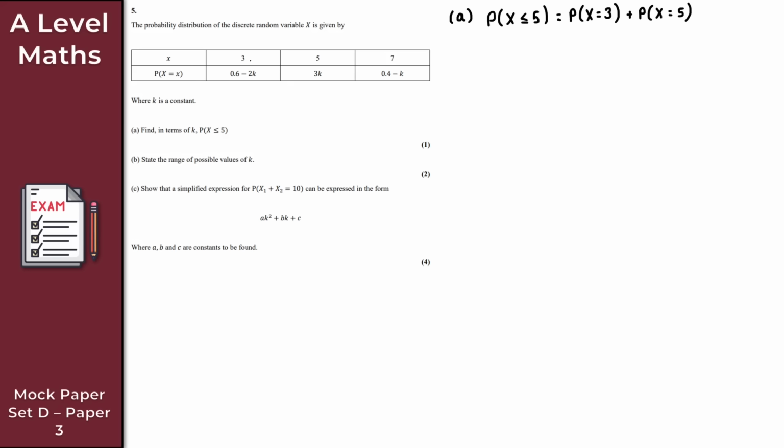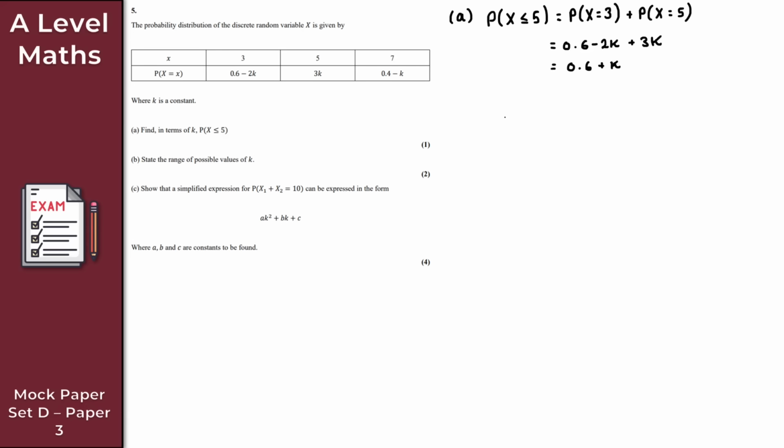Well, the probability that x is equal to 3 is 0.6 minus 2k. And for the probability that x is equal to 5, that is simply 3k. So we add those together and simplify. There's nothing else that we can add or subtract from 0.6, so it's simply 0.6. And then minus 2k plus 3k simply gives us plus k. So nice and straightforward, I guess, is the first mark for this question.